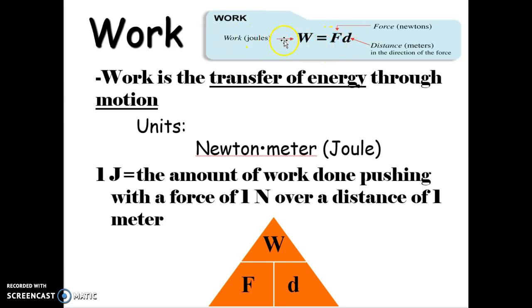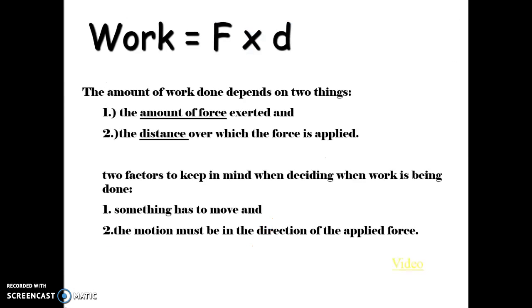Notice that work is measured in units called joules, force is measured in newtons, and the distance needs to be in meters. Here we have the triangle to help you convert the formula to whatever variable you want to solve for. If you want to solve for force, the formula is work divided by distance, and if you want to solve for distance, it would be work divided by force, and of course work is force times distance. So again, in order for work to be done, two things need to happen.